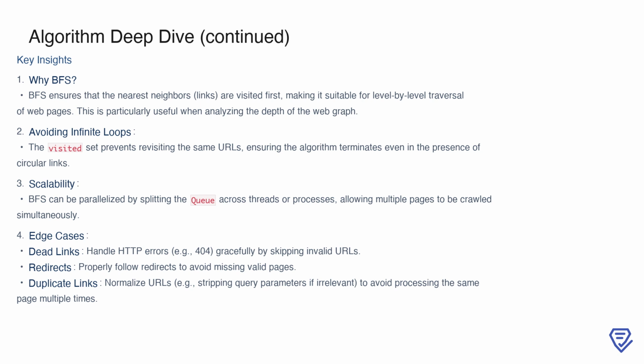Handling edge cases is equally important. Dead links, such as those resulting in HTTP 404 errors, should be skipped to prevent interruptions. Redirects need to be followed correctly to avoid missing valid pages, and duplicate links must be normalized, such as by stripping unnecessary query parameters, to ensure each page is processed only once.